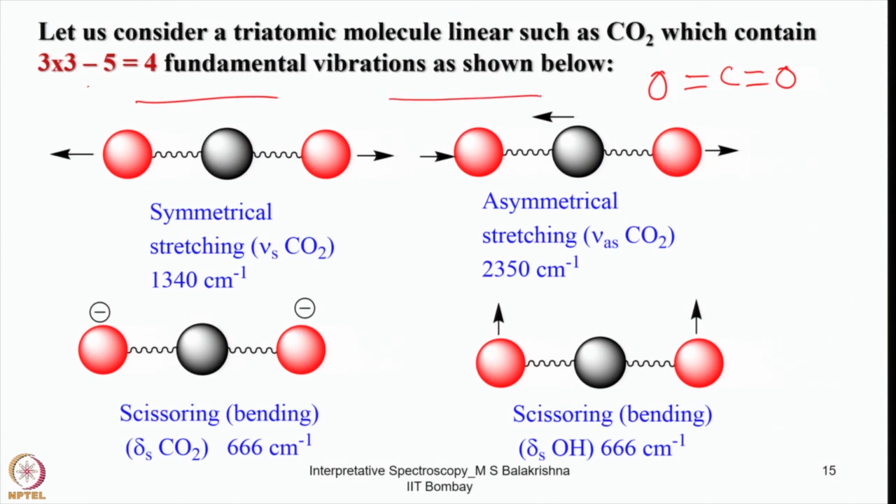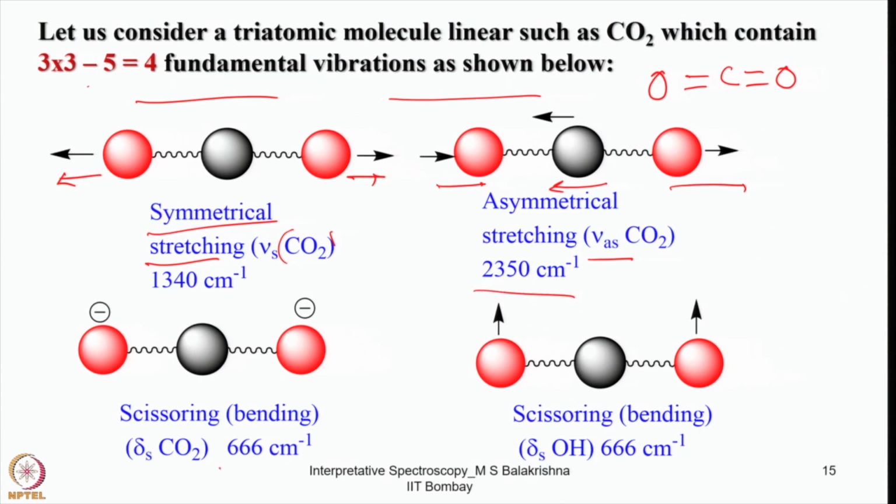What are those? Symmetrical stretching comes around 1340 centimeter minus 1, designated as nu s CO2. Then asymmetrical stretching, very similar to what we saw in the case of water. You can see symmetric stretching, with the directions given here, and in asymmetric stretching, one is in this direction, the other one is in that direction. So, this asymmetrical stretching is not uniform. This is also designated as nu as CO2. This comes around 2350 centimeter minus 1, and then we have scissoring bending.